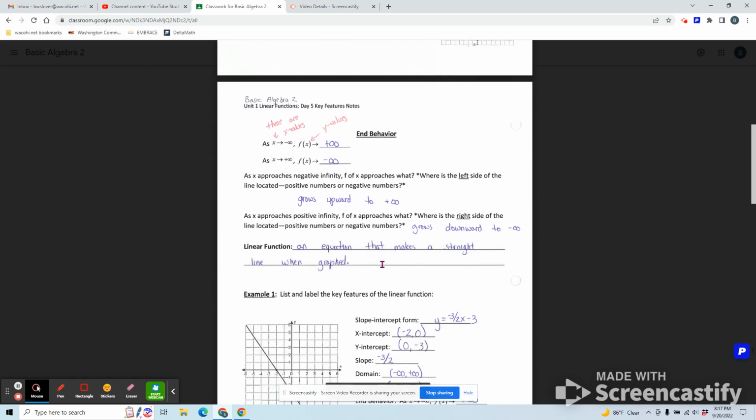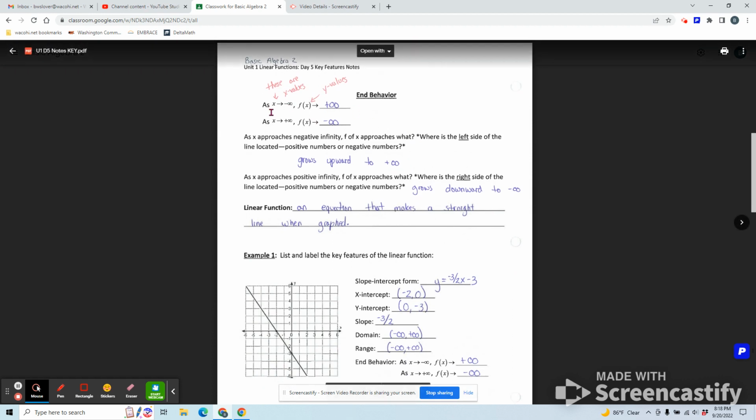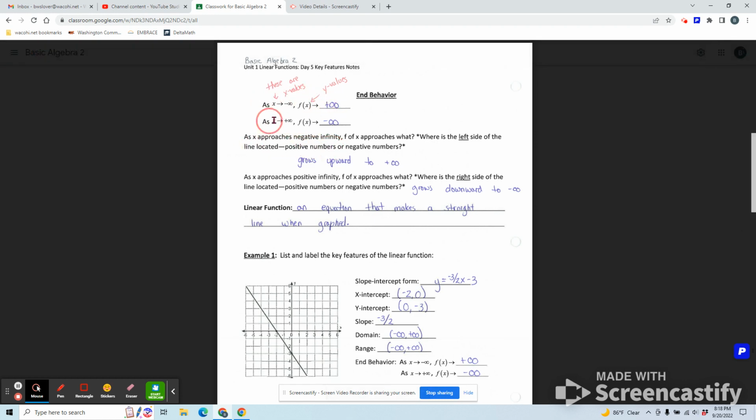Okay, so now we get into a little bit more complex things. And so we talk about end behaviors. And this says, as x approaches -infinity, f of x is what? Okay, and I kind of wrote out what this top line is saying here and what this bottom line is saying here.